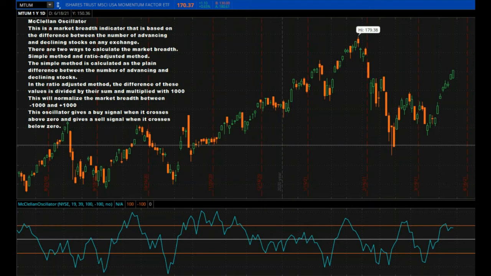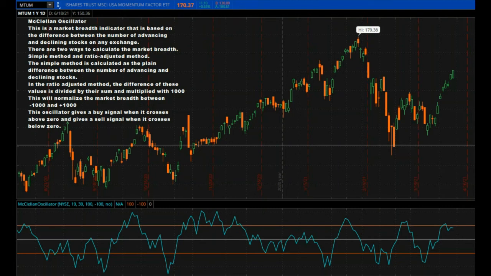In this 1 year daily chart of MTUM, you see the price chart on the upper half and McClellan Oscillator on the bottom of the chart. McClellan Oscillator is a market breadth indicator that is based on the difference between the number of advancing and declining stocks on any exchange. There are two ways to calculate the market breadth: simple method and a ratio adjusted method.